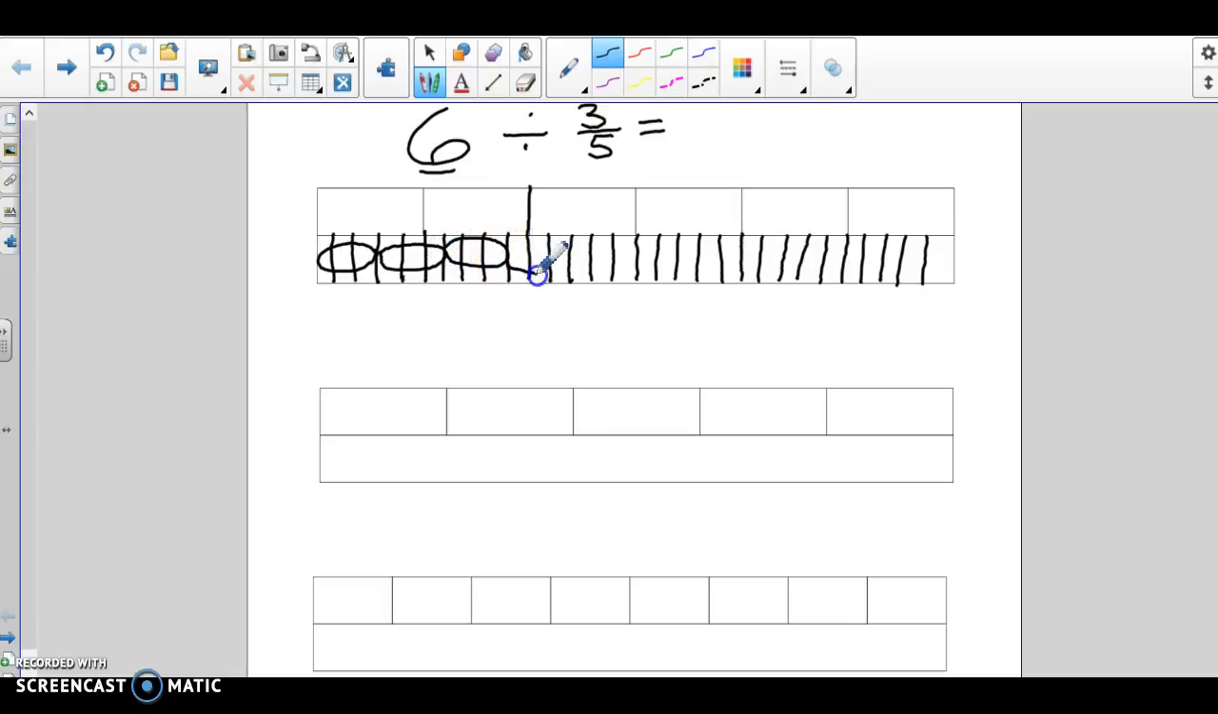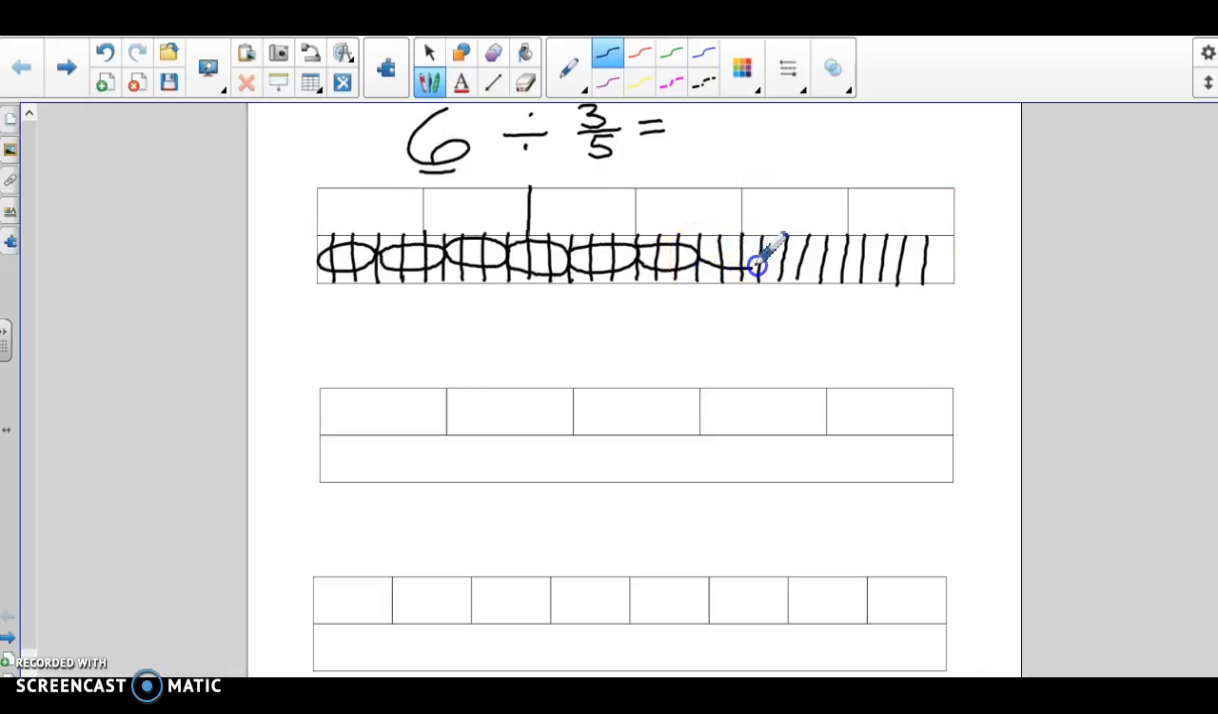Start here. 1, 2, 3 more fifths. Starting here, very carefully. 1, 2, 3/5. There's another group of 3/5. So far we have 1, 2, 3, 4, 5, 6 groups of 3/5. We're not done because we want to know how many 3/5 are in 6 whole. How many are there? Well, let's keep going.